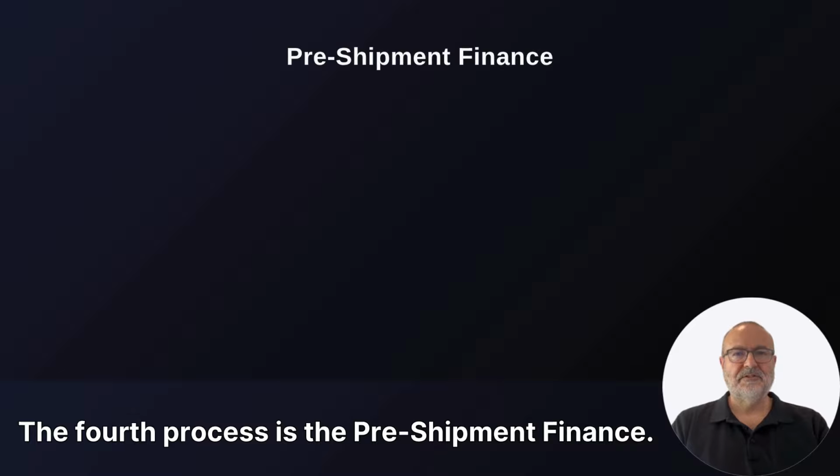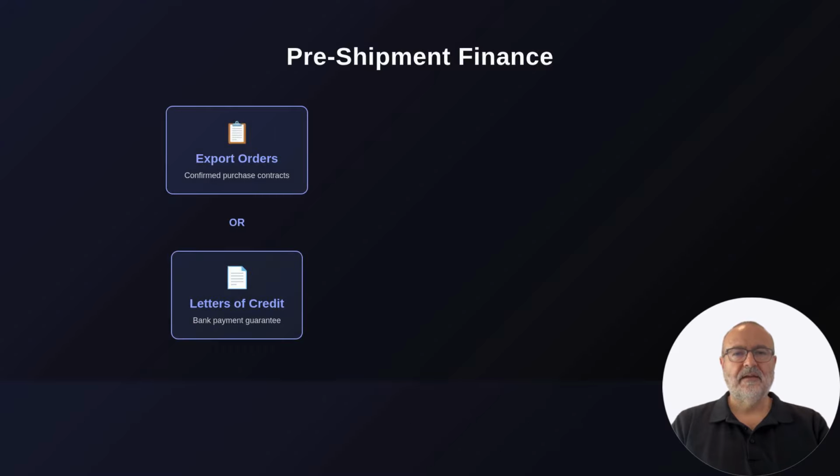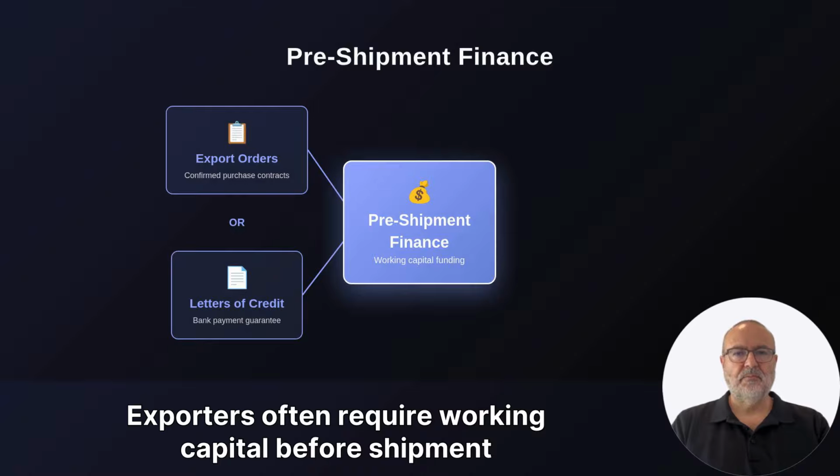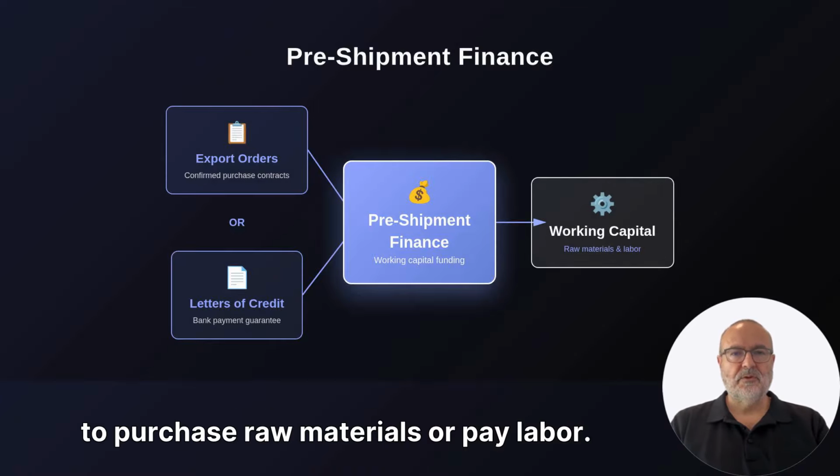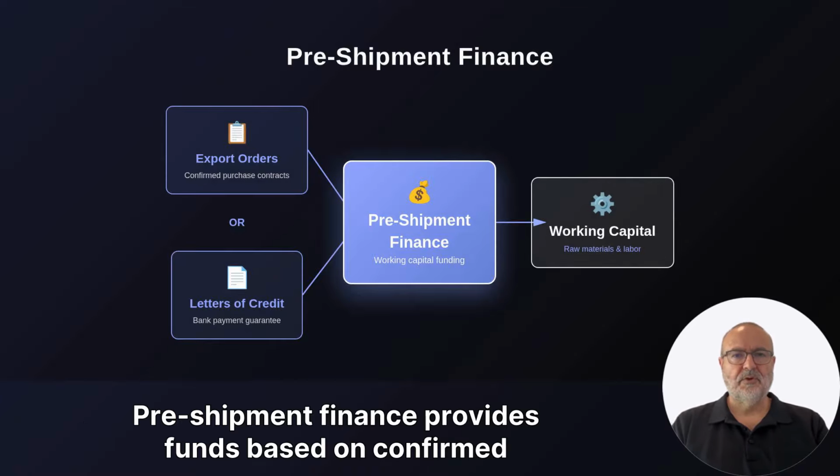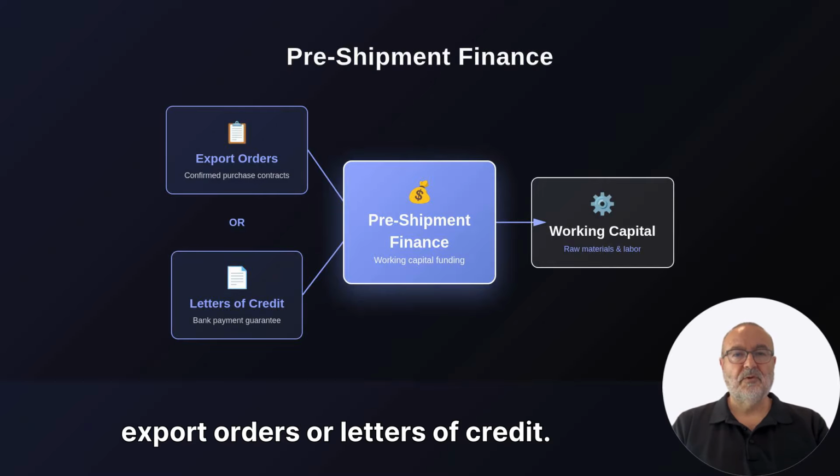The fourth process is the pre-shipment finance. Exporters often require working capital before shipment to purchase raw materials or pay labor. Pre-shipment finance provides funds based on confirmed export orders or letters of credit.